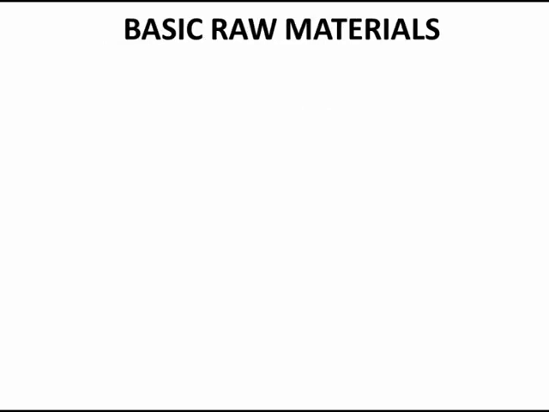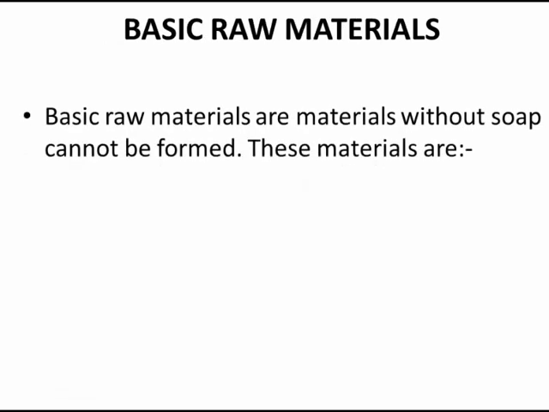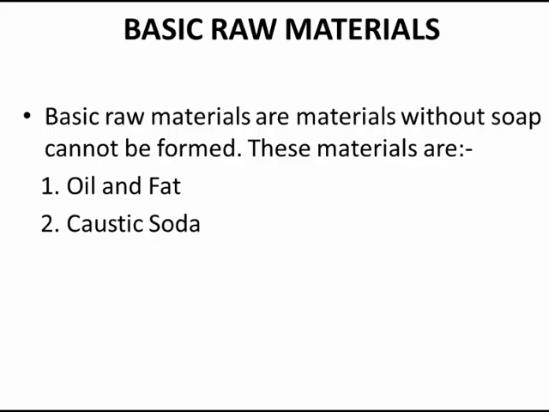So what are the basic raw materials? There are two raw materials without which soap cannot be made. Basic raw materials are materials without which soap cannot be formed. These materials are oil or fat. This is the first one. Is either oil or fat. Then caustic soda.